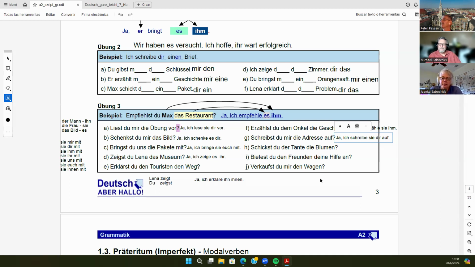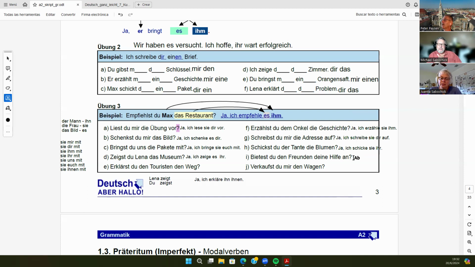Schickst du der Tante die Blumen? Ja, ich schicke sie ihr, here because it's a woman. Ihr. Yes, I send them to her.